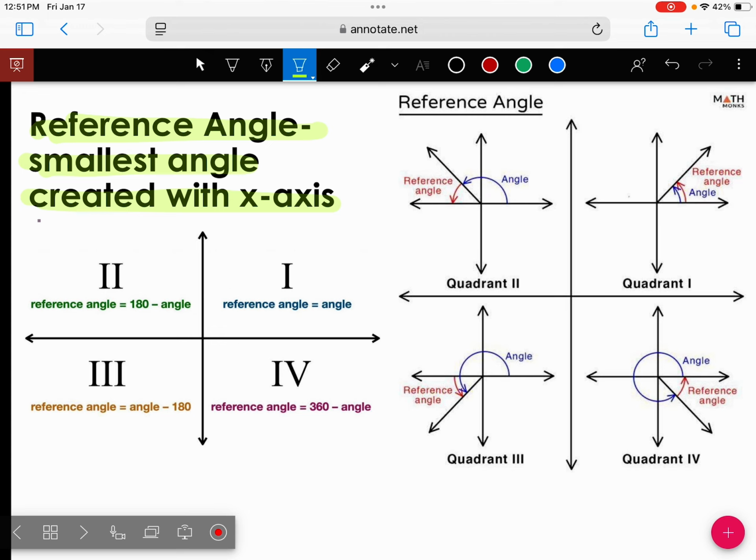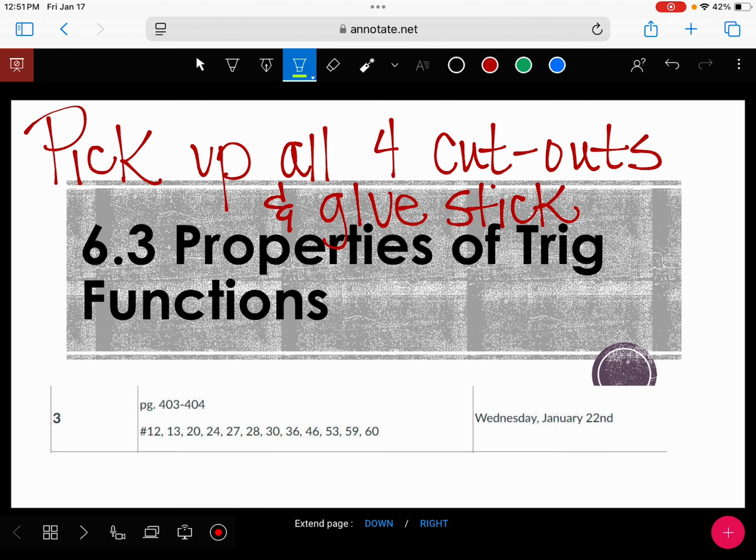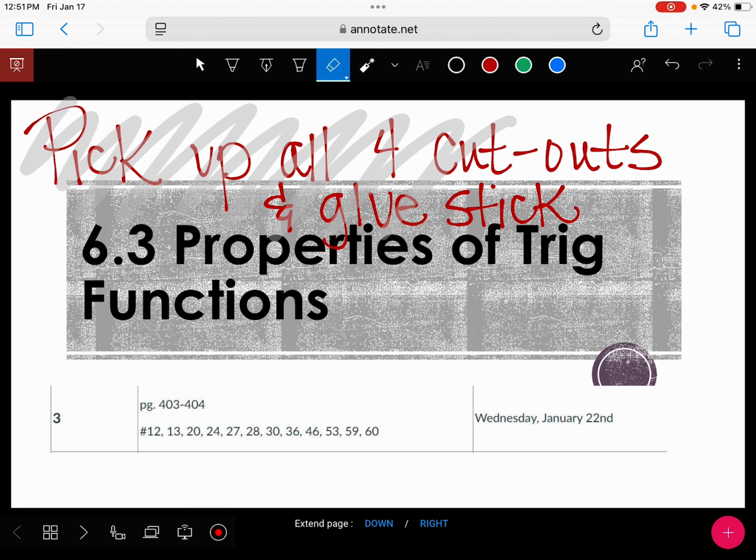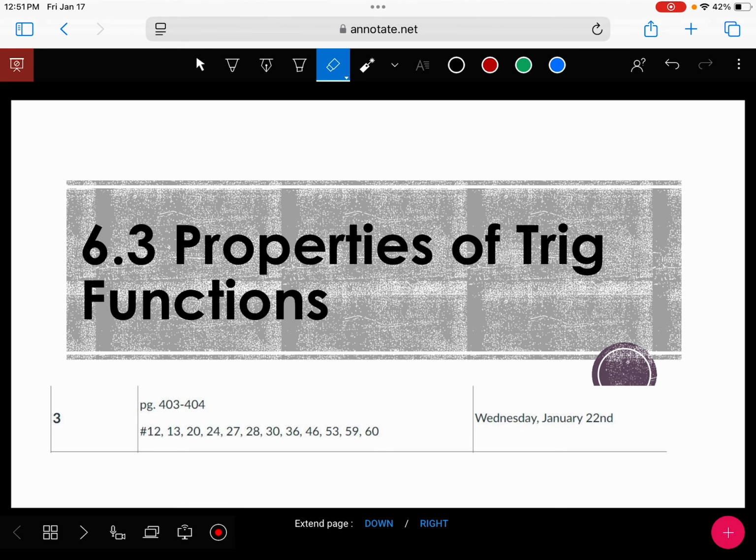Is that one bad, Jaden? Yeah. Throw it away, please. What's the title of the Properties of trig functions. Got it? Okay.